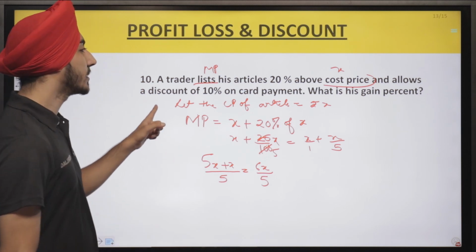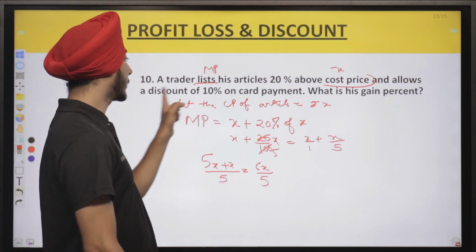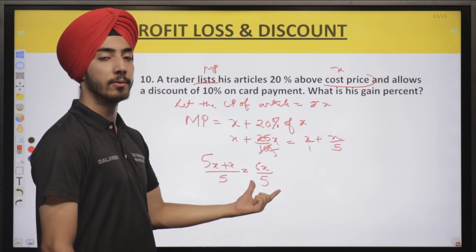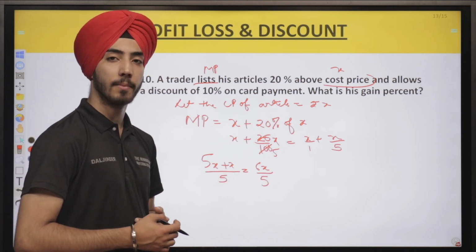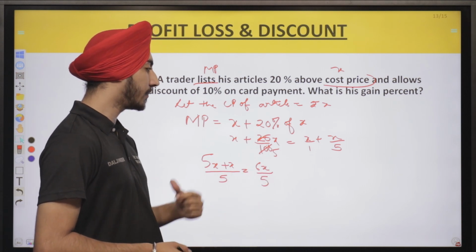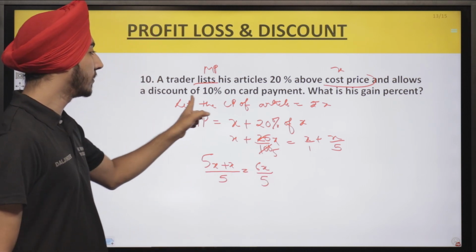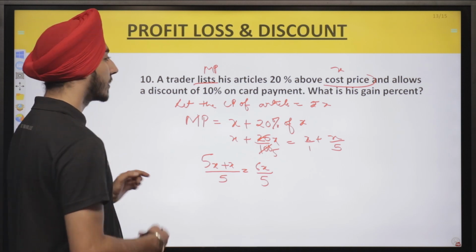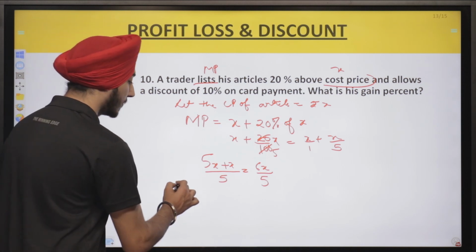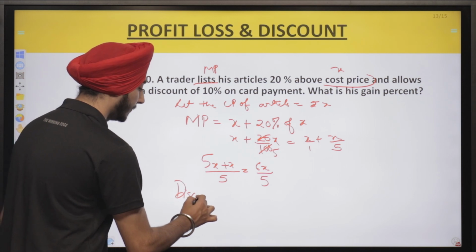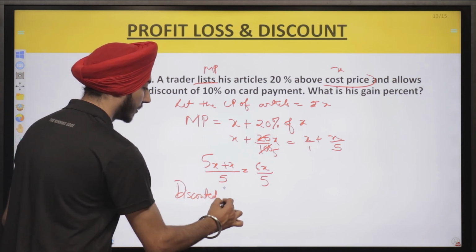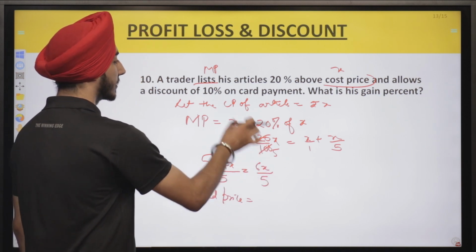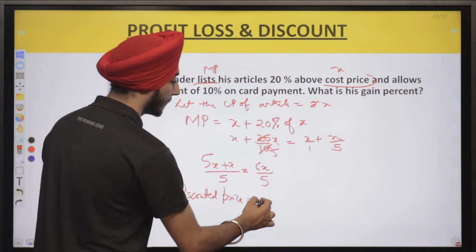Now what is it telling you? He is telling you that he allows a discount of 10% on the card payment. Whatever discount we get, we always get it on the mark price. So what is the mark price? 6x upon 5. On this we have to get a discount of 10%. So let's find out what is the discounted price. Discounted price will be the marked price minus its 10%.